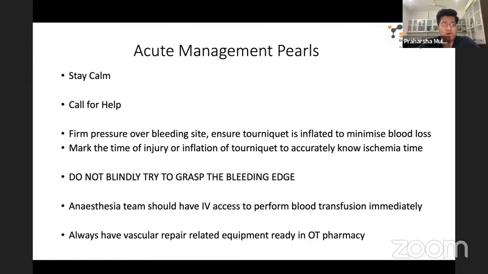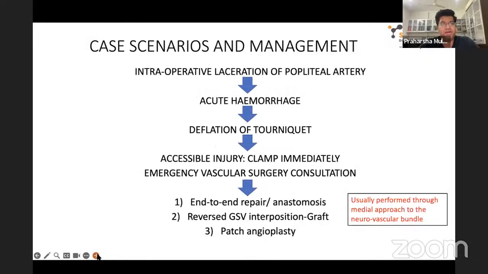The anesthesia team should always have proper IV access with adequate bore. Immediately let them know that there is a potential vascular injury so that they can change the gauge of their IV cannula so that they can do the blood transfusions, because this is the life-saving thing. It's not only about the loss that is happening. And always try to have vascular repair-related equipment in your OT pharmacy, at least for such rare cases, so that if you get a surgeon to do this, you will have the equipment ready.